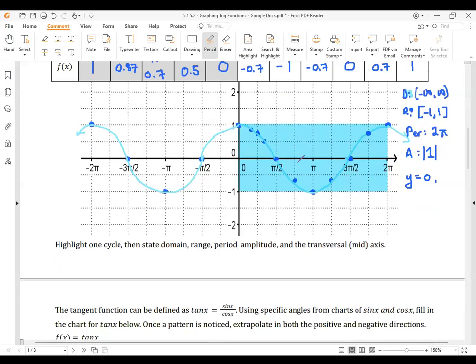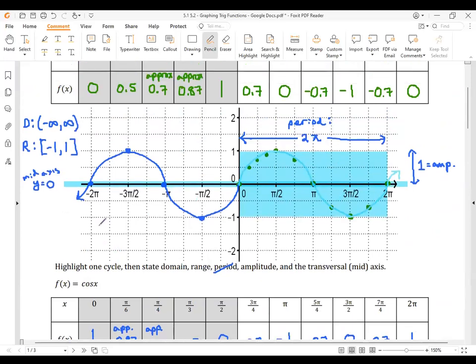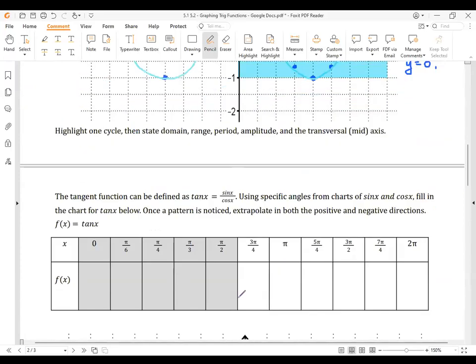Tangent. I'm going to ask everyone to use the 2 charts above you and divide. So 0 divided by 1, 0.5 divided by 0.87, 0.7 divided by 0.7, 0.87 divided by 0.5, 1 divided by 0, and fill it in.